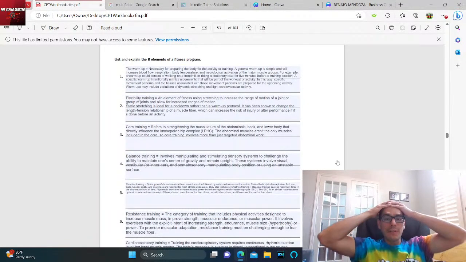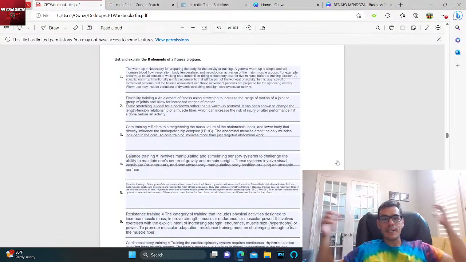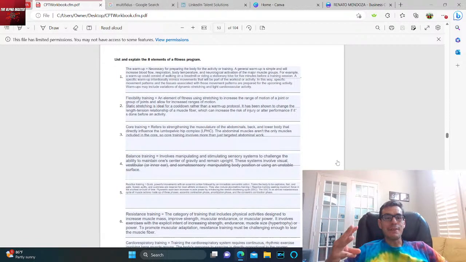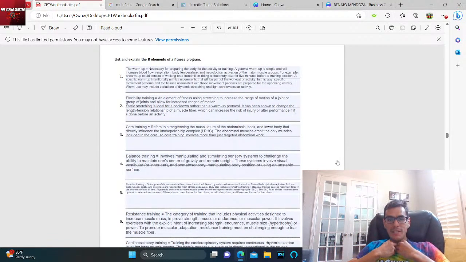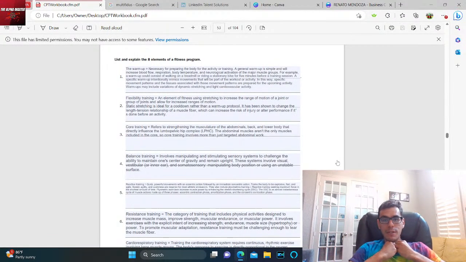So the 8 elements of a fitness program: the warm-up, necessary for preparing the body for an activity or training. A warm-up is simple and will increase blood flow, respiration, body temperature, and aerobic activation for the major muscle groups.